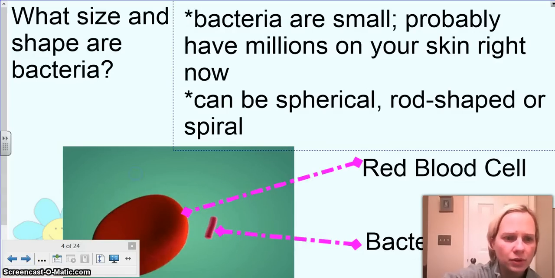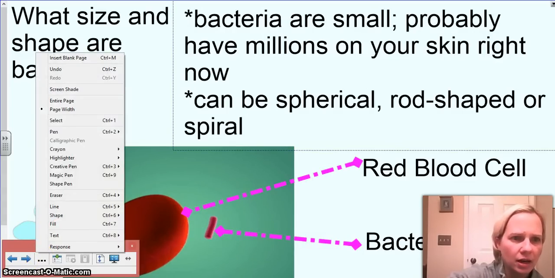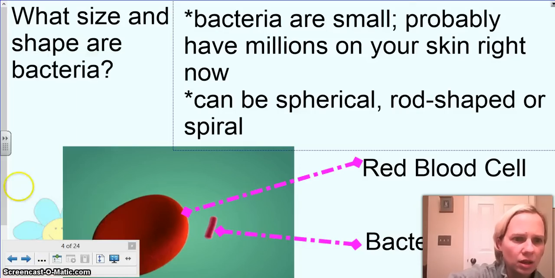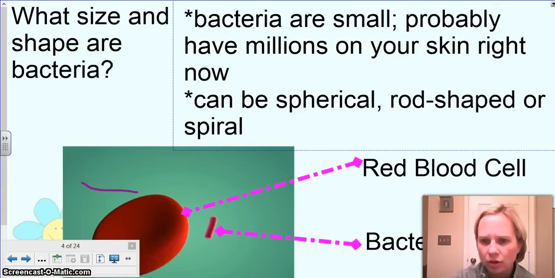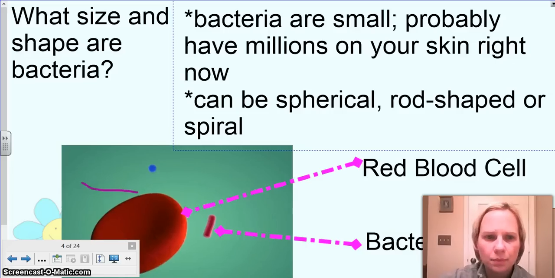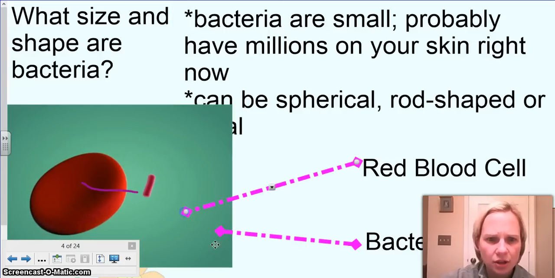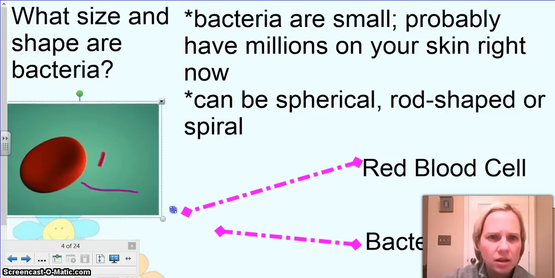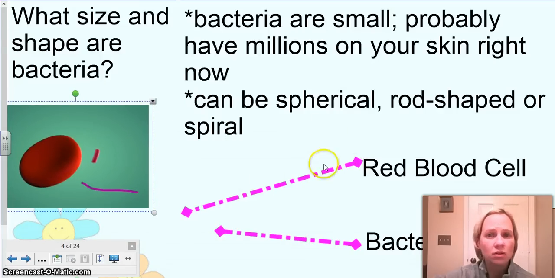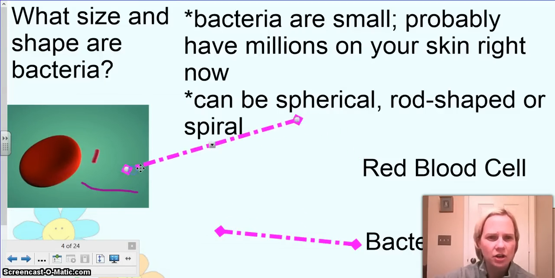So I'm going to move some of these around just a little bit so that we can see things. Actually, let me move myself because I'm kind of in the way here. But we have these bacteria, okay? And bacteria are very small. They're not quite as small as a virus is, and that's kind of a big deal to understand.